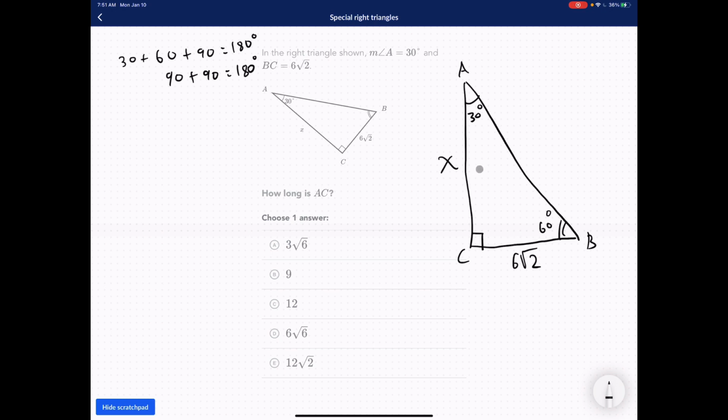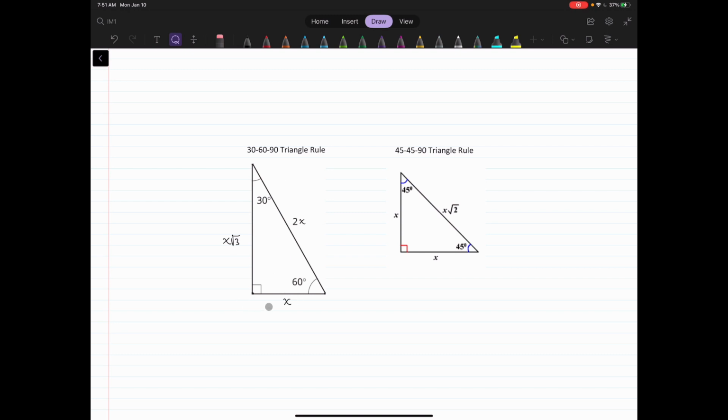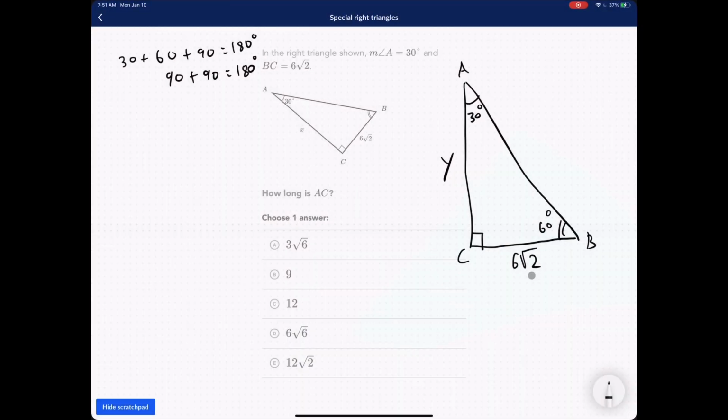Now, I'm going to need to find what x is. And for now, I'm going to call it y because I'll show you in a second why. Basically, x and y are the missing variables that we're trying to find the length of. So what is the length of A to C? Let's take a look at this conjecture, right? This conjecture says that the side opposite from the 30 degrees is x. So this side right here is x.